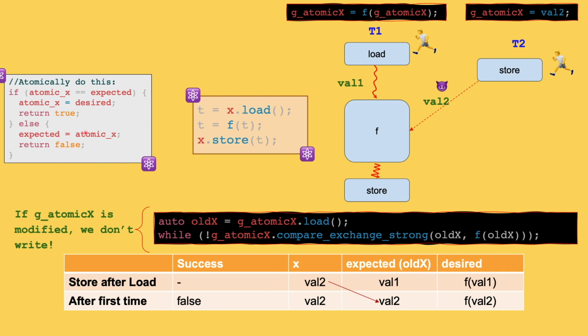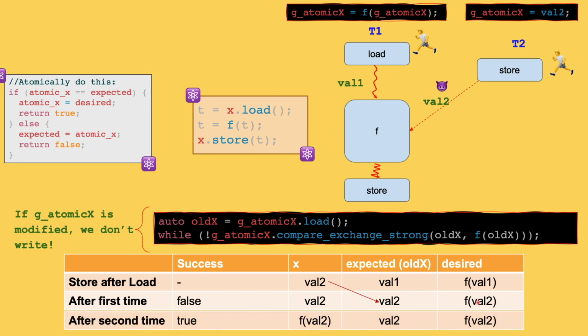We update atomic X to be the desired value. In this case, the desired value is f of old X, f of value 2. So now we can go ahead and update f of value 2 to X and return true. The loop exits. So you can see if store of T2 happens after load, although we read value 1 first, we detect this change while we are doing this calculation, and we are able to take this most updated value and store it in X. This is very powerful, and it was not possible if we didn't have compare and exchange.